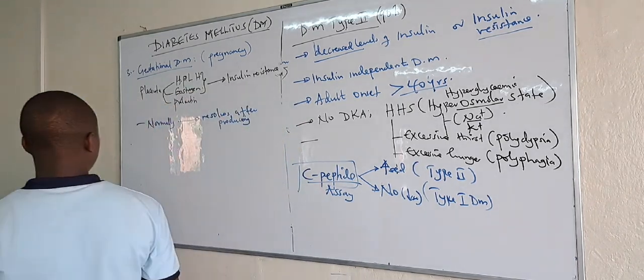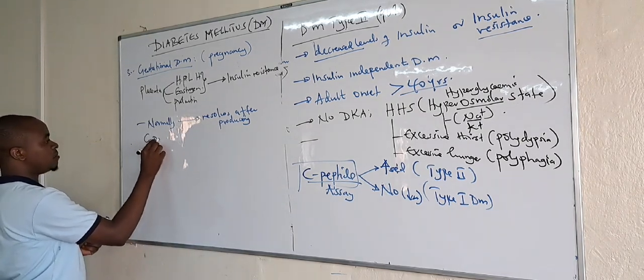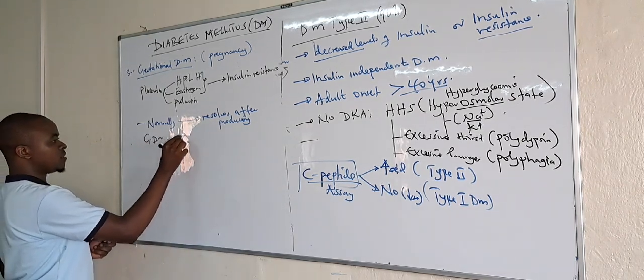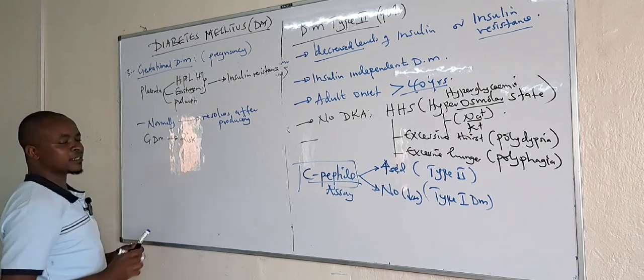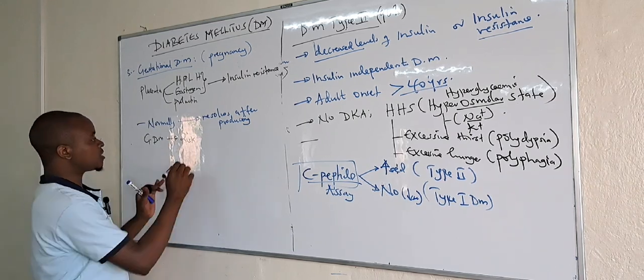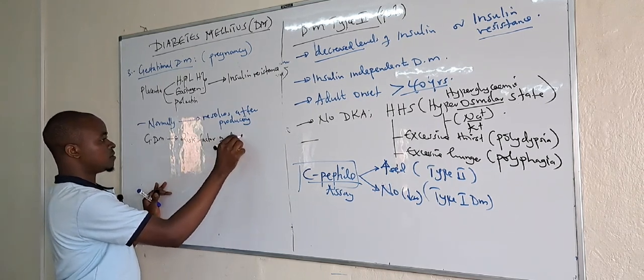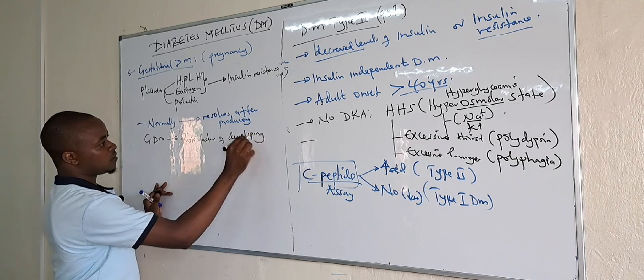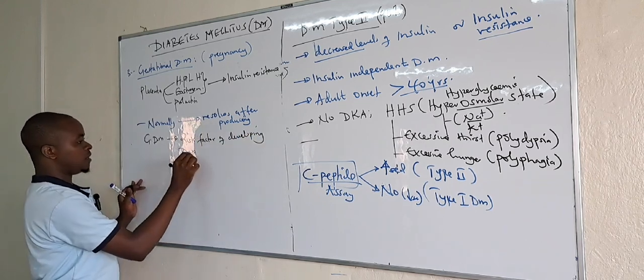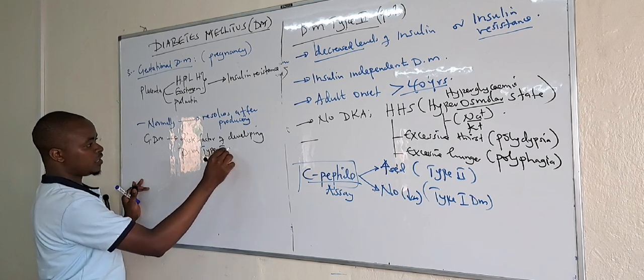But having gestational diabetes mellitus, having GDM, is a risk factor. It tells us that in the future you might develop type 2. So it is a risk factor of developing diabetes mellitus type 2 in the future.